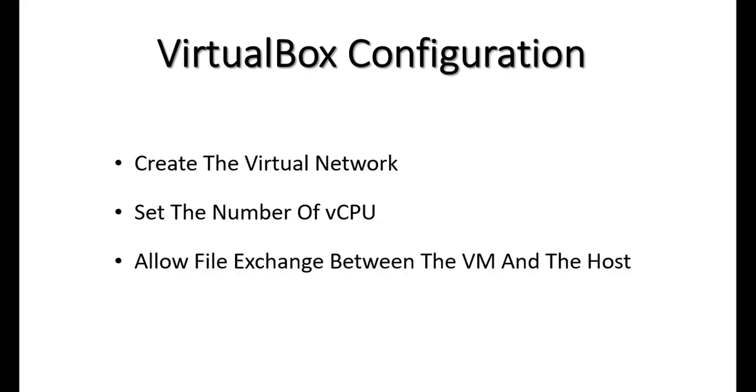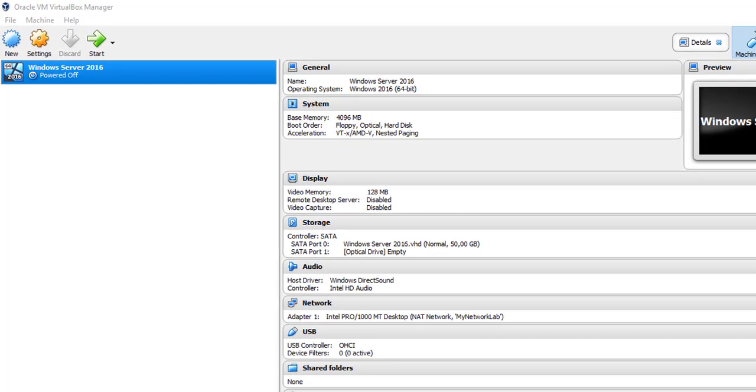Allow your VM to exchange files with your host machine. There are other parameters you can set up, but these are the most important. First, you need to create the virtual network.